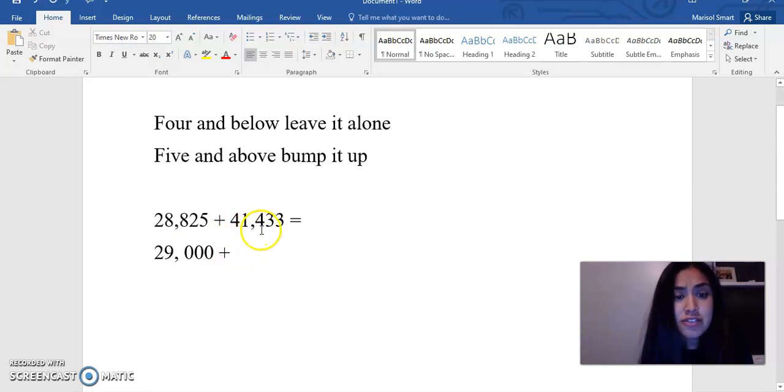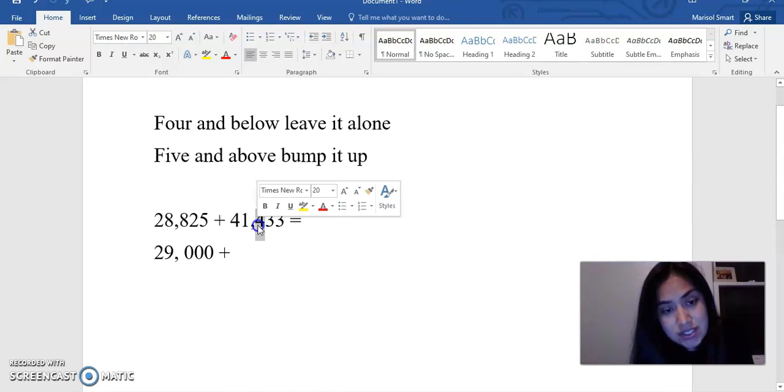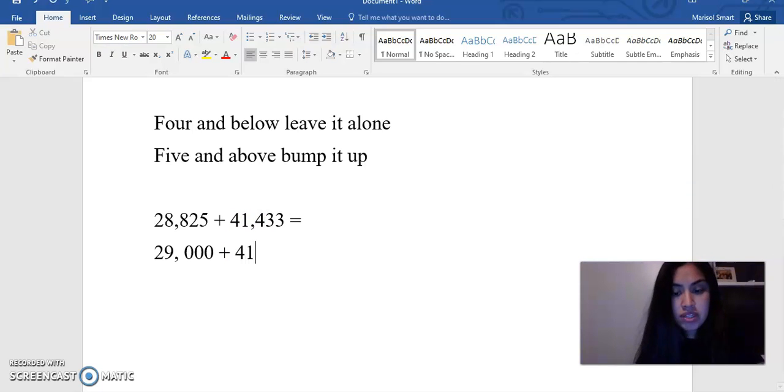I'm going to look at the 41,433. I'm changing my thousands place. So in order to change that, I need to look to the next digit, which is in the hundreds, and it's 4. So 4 is below 5. So I'm going to leave the thousands place alone. And so I'm going to leave it as 41,000. So now I'm going to add them to get a rough estimate. So I'm going to add 29,000 and 41,000 to get the total number of minutes, and I get 70,000.